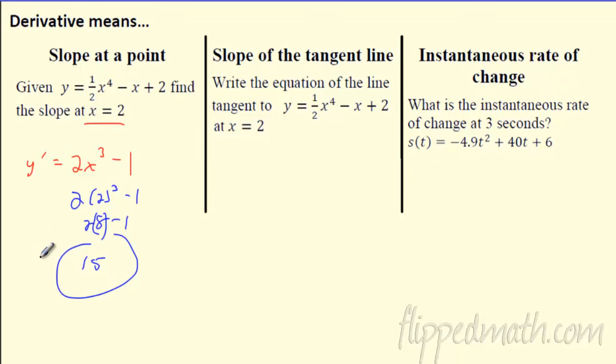So that is the derivative. In something like this, I actually prefer Lagrange notation. It's so much nicer to look at, the derivative. So when x is 2, the slope at that point is 15.